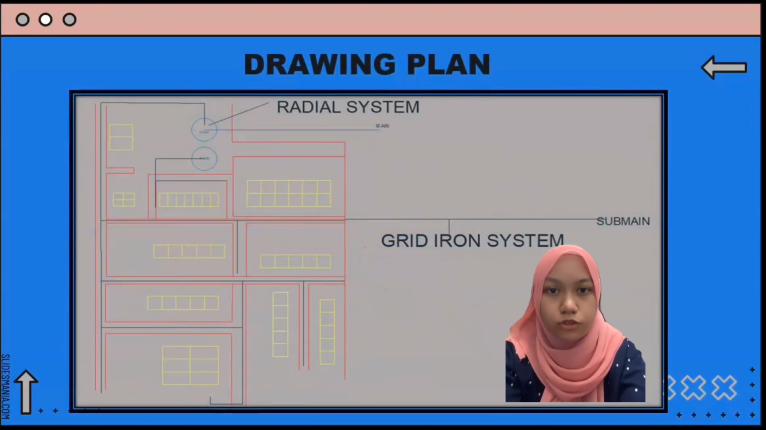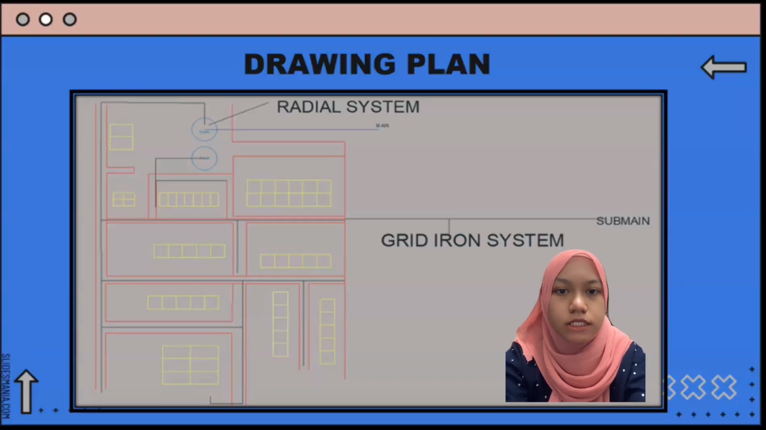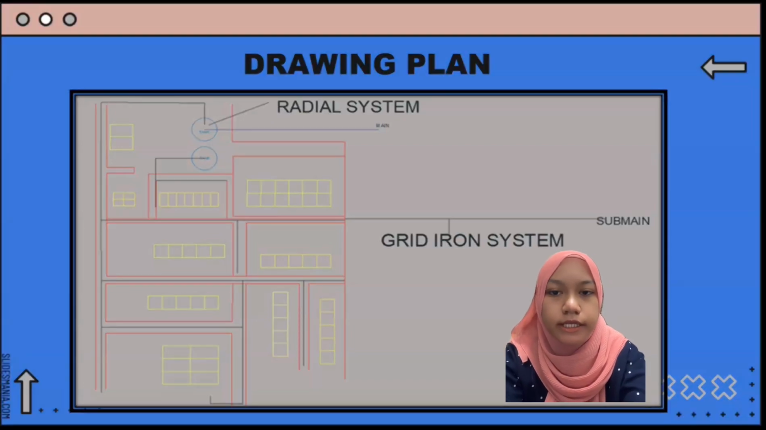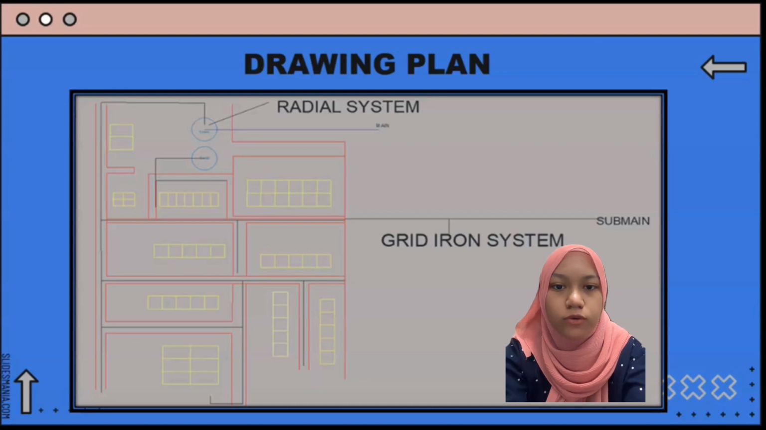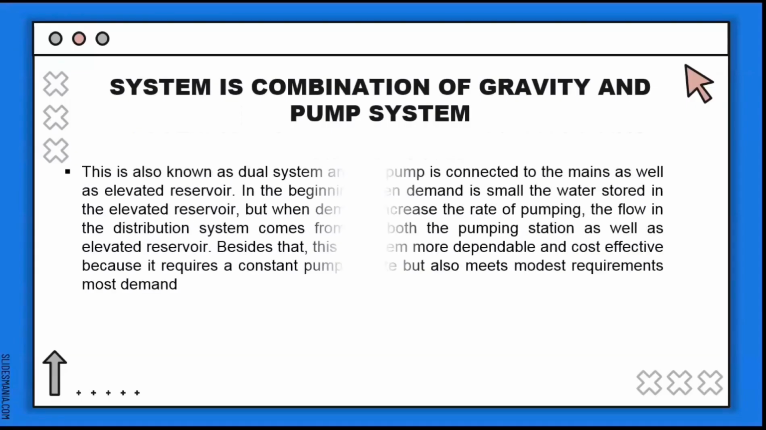Next, this is the drawing plan. This drawing plan is using AutoCAD software. From this drawing plan, we can see the radial system is above, while the grid iron system is at down. This is because the water from the water tank to other pipes is flowed through the radial system, and from that, the system is changed to grid iron system to ease the flow of water to the residential area.